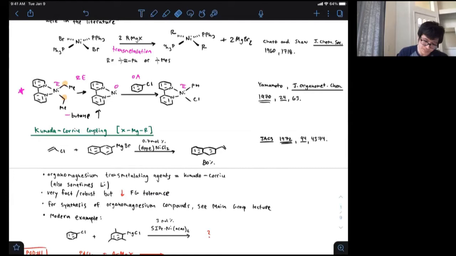And you'll see this theme that I'll come back to: as time has progressed from the 1970s to now, you'll see an increasing emphasis on coupling partners that actually undergo transmetallation more slowly, but have better functional group compatibility. So the Kumada coupling is great for rapid transmetallation and great for some specialized hindered couplings. But of course, a lot of reactions that you want to do don't tolerate using stoichiometric equivalents of a Grignard reagent. So that is the disadvantage.